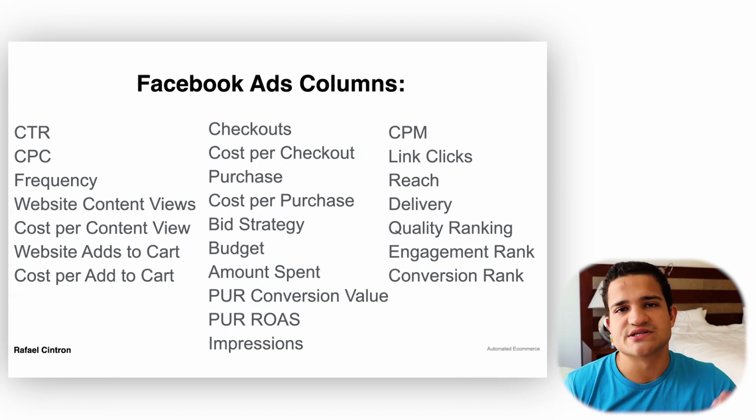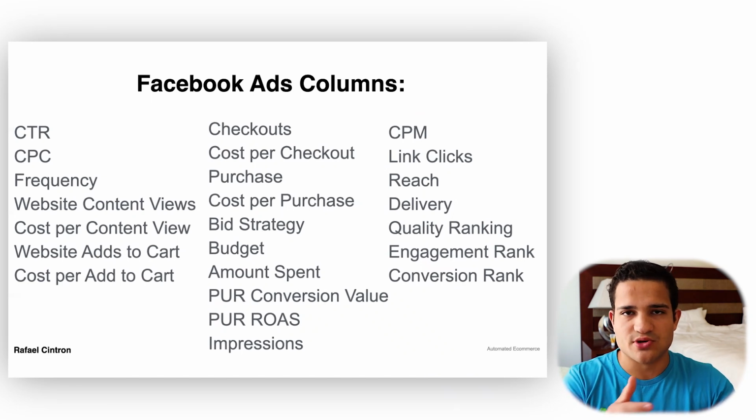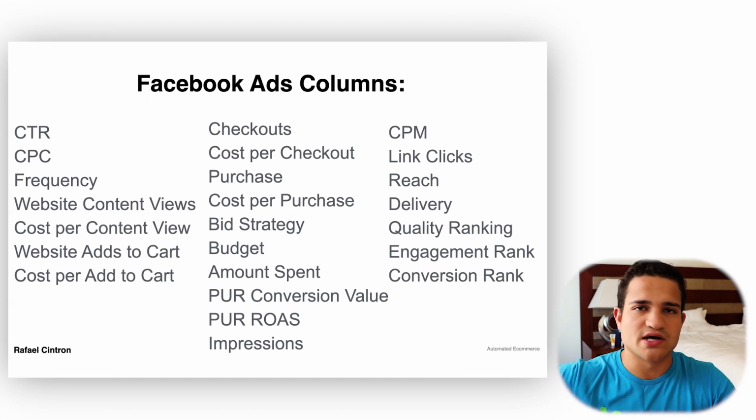Bid strategy, which is what are you doing with your bid? Most of the time, this is going to be lowest cost. You're not gonna go into manual bidding or cost cap, but we're just gonna put it just so you keep track of what you are doing. Your budget, how much money are you spending per day? Amount spent, pretty self-explanatory. Purchase conversion value, how much have you made from that purchase? How much are you actually going to make from that particular sale? Maybe it's $50, $100, $2,000, whatever you make from that sale.